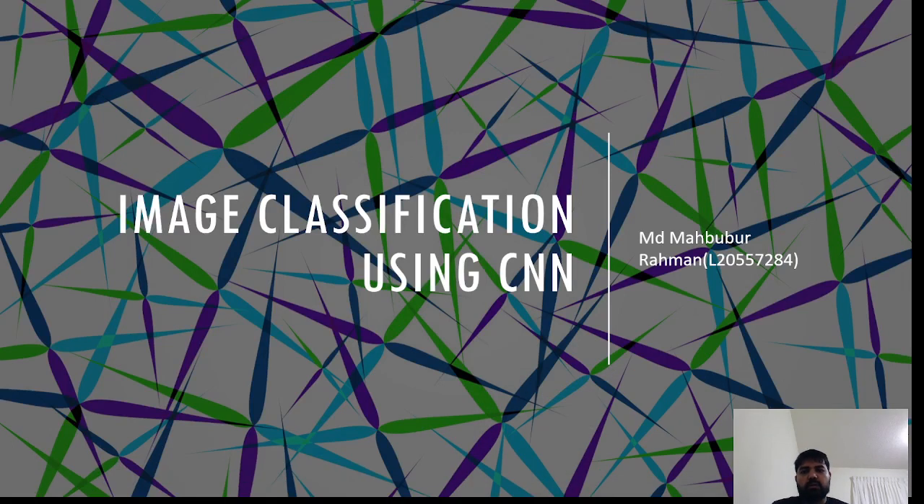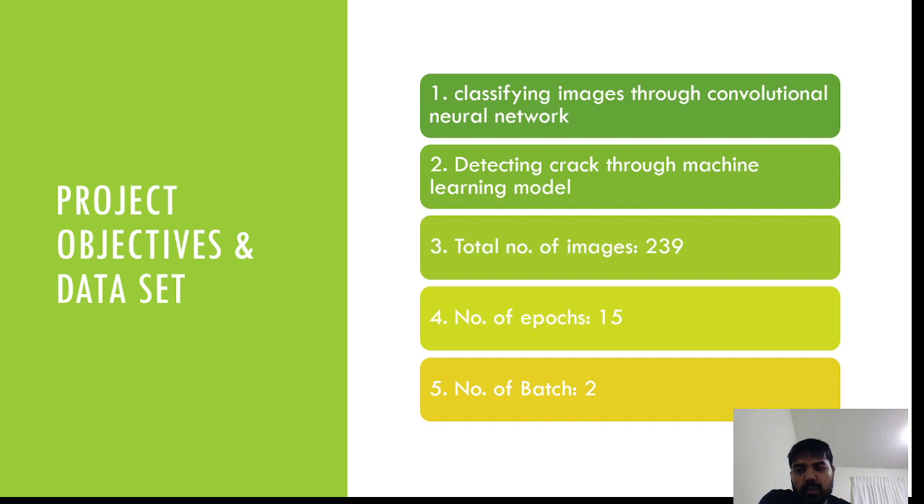So my today's project is image classification using CNN, that is convolutional neural network. The project objective is to classify images through a convolutional neural network, detecting cracks through a machine learning model. Actually, I have collected a total of around 239 images near Lamar University. So today I'm going to detect crack and uncrack through a machine learning model.